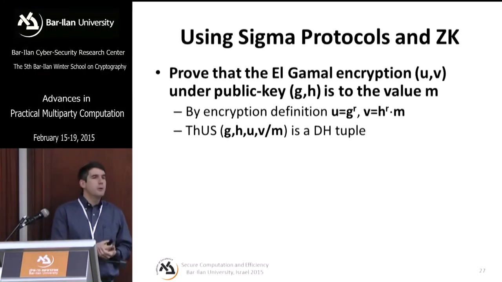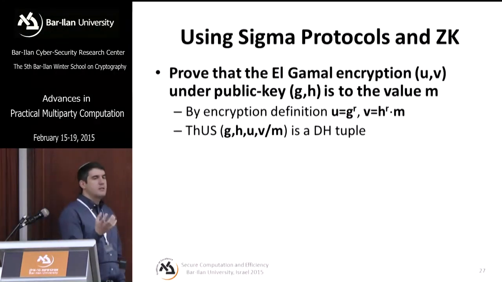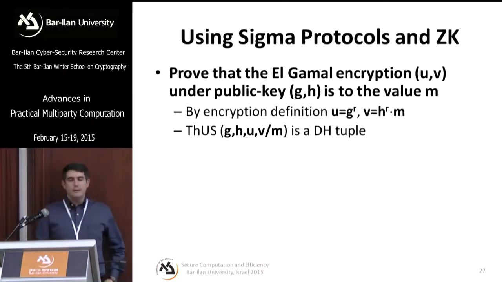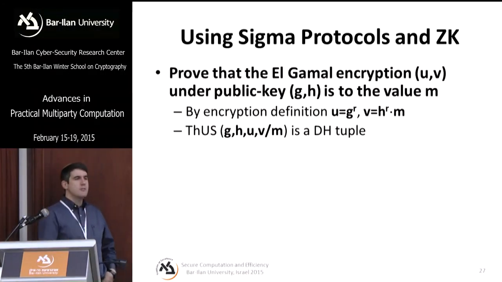So how can we use sigma protocols in zero knowledge? Let's say I want to prove to you that the Elgamal encryption (u, v) under some public key h is actually an encryption of the value m. I have an Elgamal ciphertext, and I want to prove to you that it encrypts the value m. Now, it's not clear at all how to do that, because I don't want to reveal to you my secret decryption key, and I'm unable to give you the randomness. In RSA, it's actually quite easy because I can give you the randomness used to generate the encryption, because when I decrypt, I actually get the randomness back.